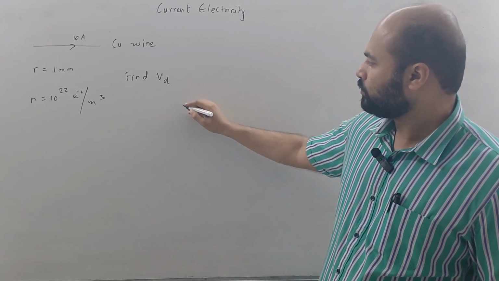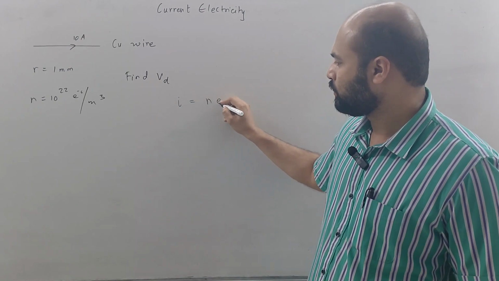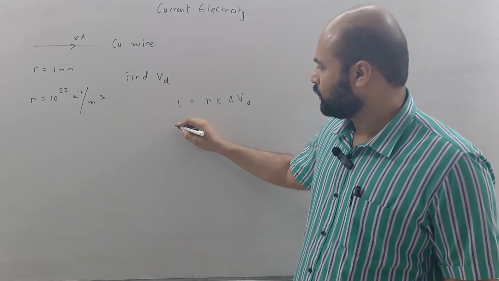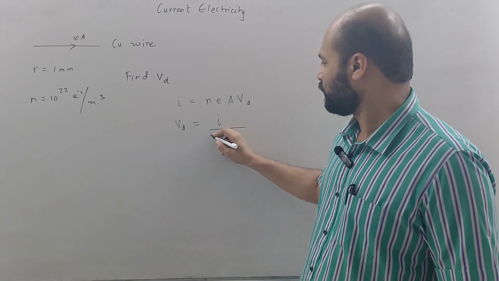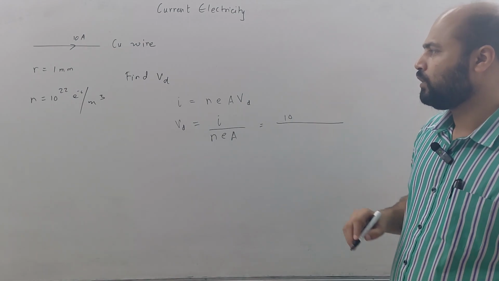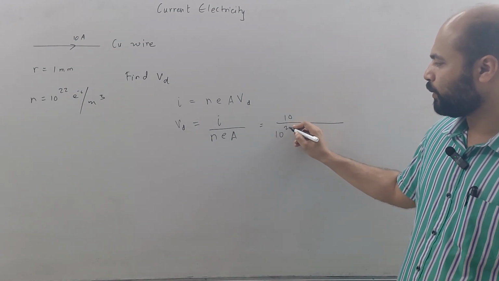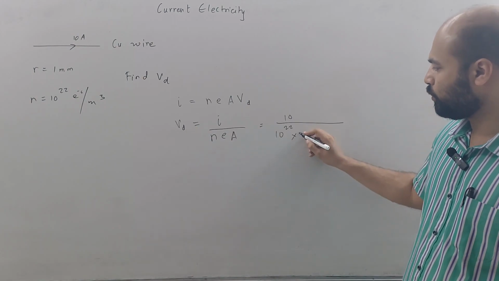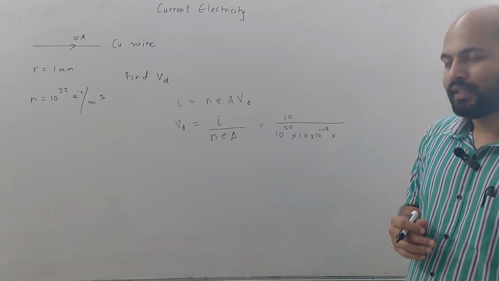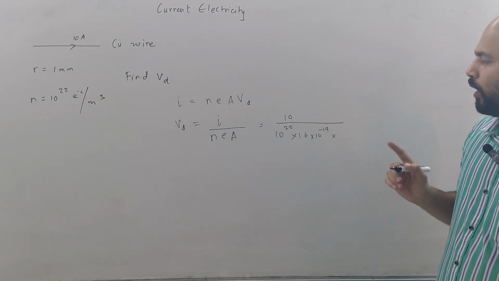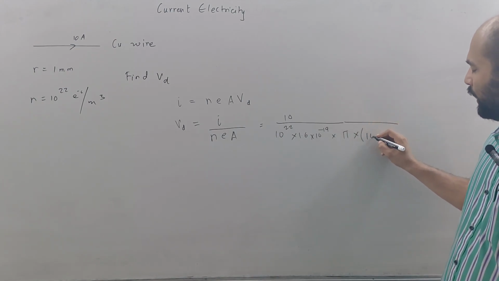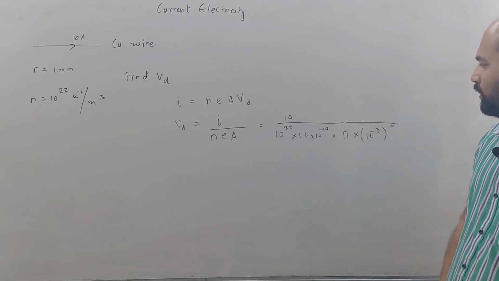Now the formula that we know already is this. What we really want to find is drift velocity. So drift velocity is going to be I by nEA. I is already given to us, let's put that 10. Number of charge carriers is 10 raised to 22. Electronic charge is 1.6 into 10 raised to minus 19. And area of cross section is indirectly given to us through the radius. So 1 mm, that means I have to write pi into 10 raised to minus 3 the whole square. This is what I get.